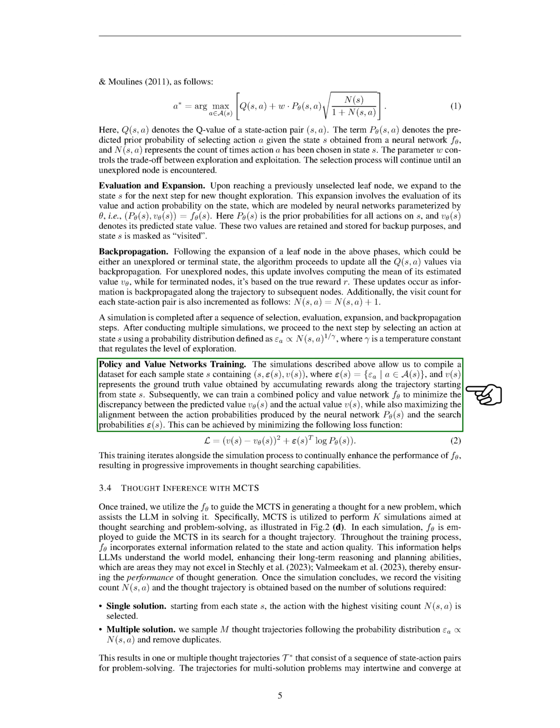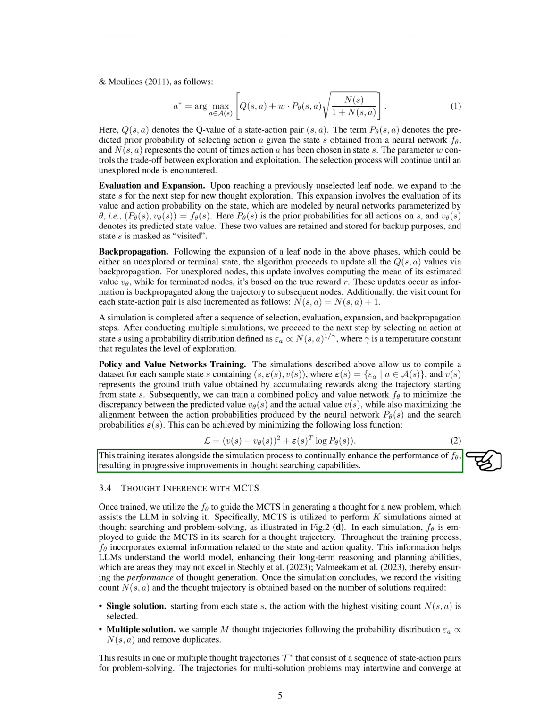The simulations allow us to compile a dataset for each sample state containing the state, the search probabilities, and the ground truth value obtained by accumulating rewards along the trajectory starting from the state. We can then train a combined policy and value network to minimize the discrepancy between the predicted value and the actual value, while also maximizing the alignment between the action probabilities produced by the neural network and the search probabilities.